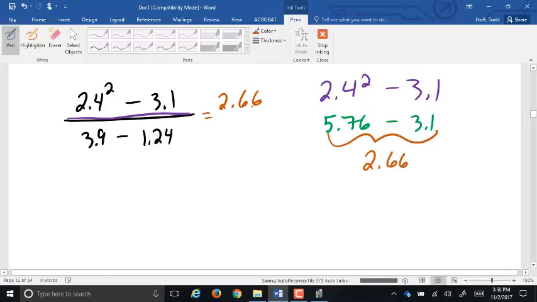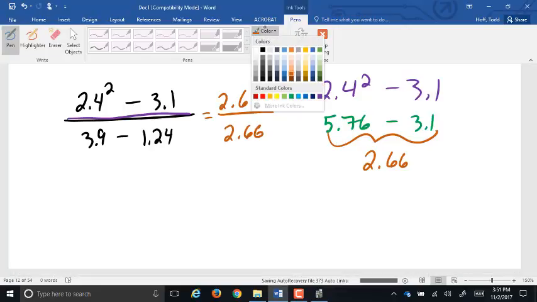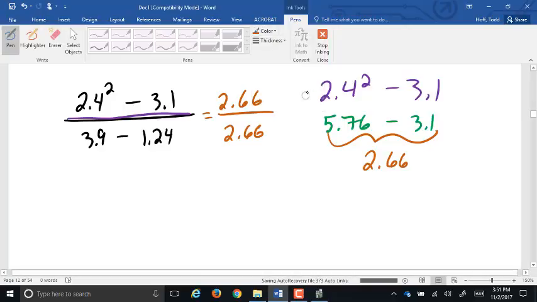What's our next step? We're going to subtract the bottom. 3.9 minus 1.24 is 2.66. And then we divide. 2.66 divided by 2.66 is 1. So it all comes out to 1. Any questions there?